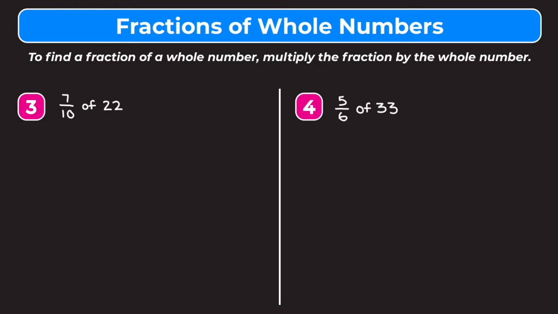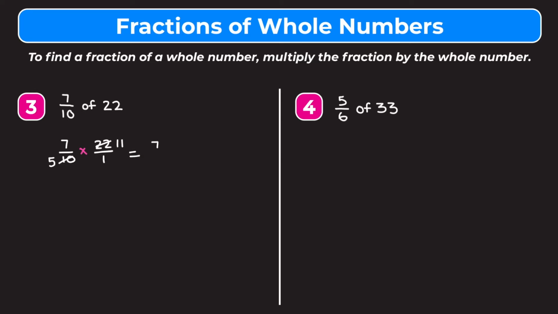Example 3 is 7/10 of 22. We're going to do the same thing we've been doing. We're going to keep 7/10. "Of" means multiplication, so we're going to multiply 7/10 by 22. But we want to change 22 into a fraction by putting it over 1. Now we want to see if we can cross-reduce. We can cross-reduce the 10 and the 22, so we can divide them both by 2. 10 divided by 2 is going to give us 5. 22 divided by 2 gives us 11.